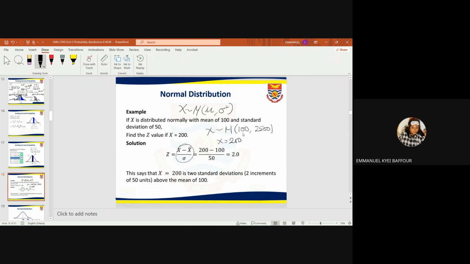So if you get the question and it's like this, then you have to take note that this particular value that you are having here is not the standard deviation, but rather it is the variance. So for you to get the standard deviation out of it, you have to take the square root of the variance. But if you are fortunate and the question is stated like this, then you can easily fish out your standard deviation and the mean from the question.